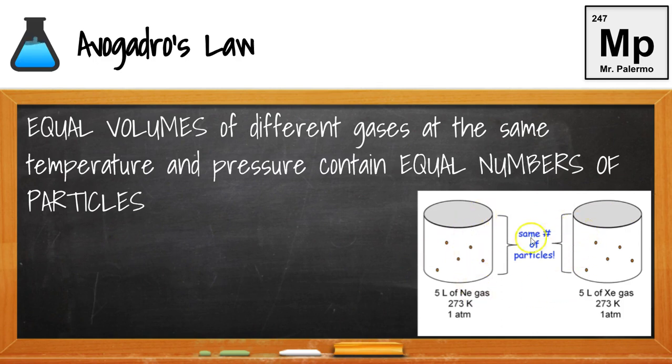So in this example here, we have the same temperature at 273 Kelvin, the same pressure, and therefore the same number of particles of gas, even though one is neon and one is xenon. So it doesn't matter the type of gas that I have, we would have the same number of particles. They would occupy the same amount of space.